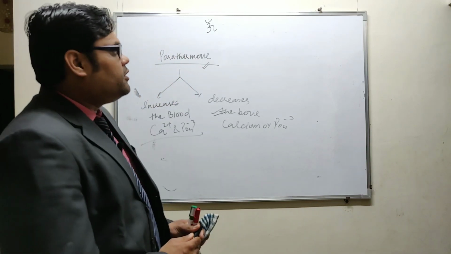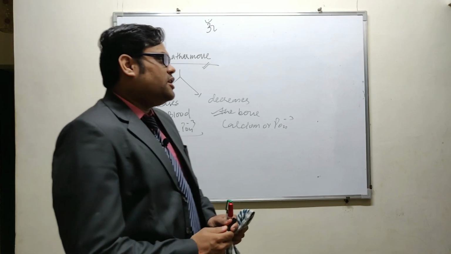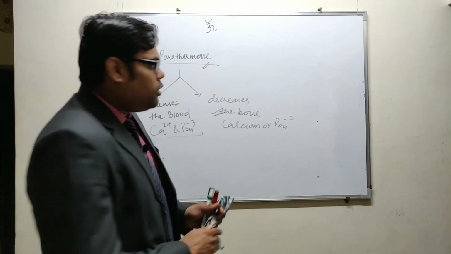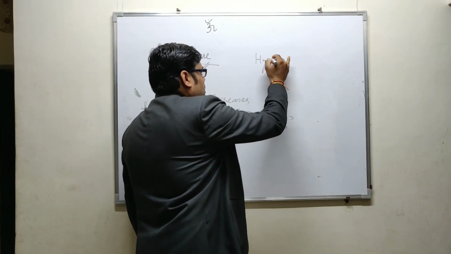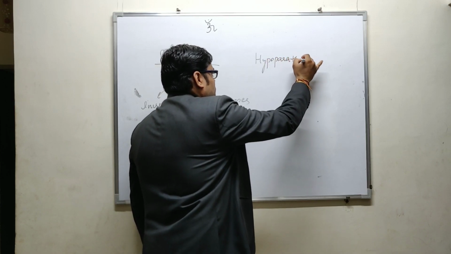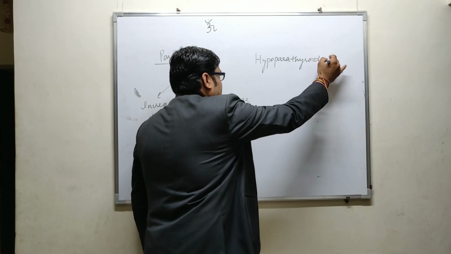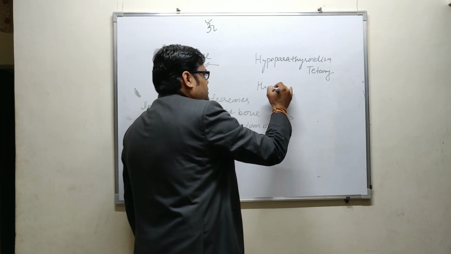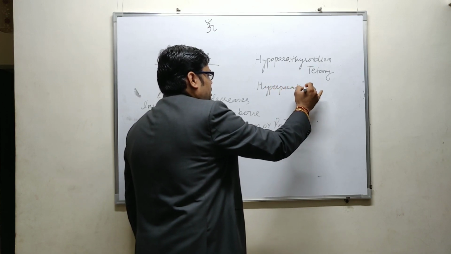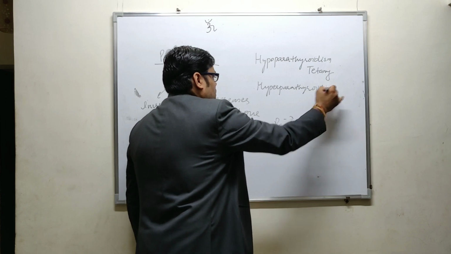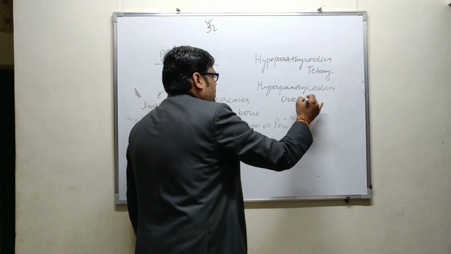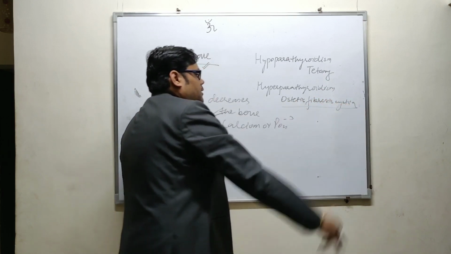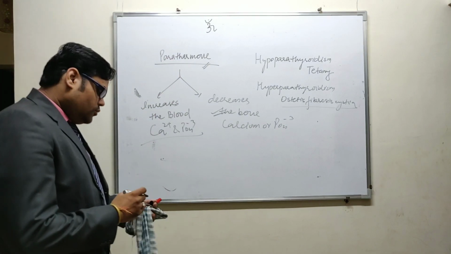So the parathormone related disorders are, first, tetany from hypoparathyroidism, and from hyperparathyroidism, osteitis fibrosa. Okay, this was the parathyroid gland.